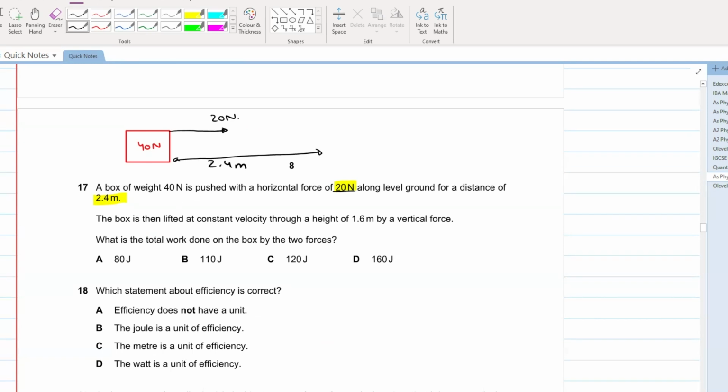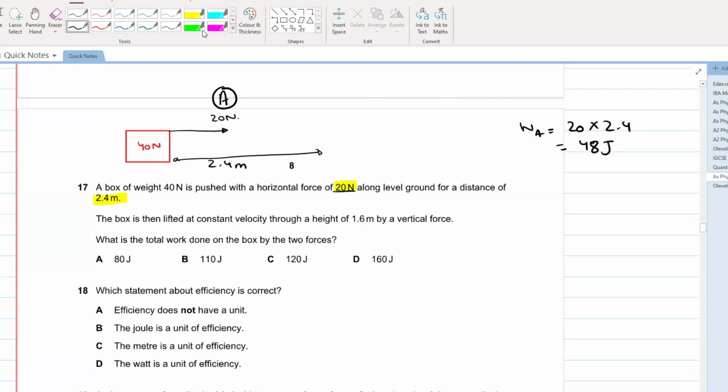Just this part that I have marked in black, can you calculate the work done for that? Let's label this as journey A. The work done for journey A will be 20 Newton into 2.4, which comes out to 48 joules.